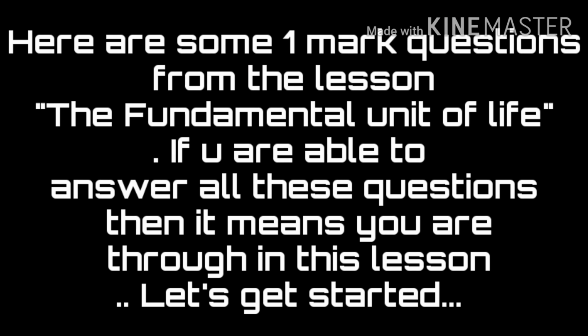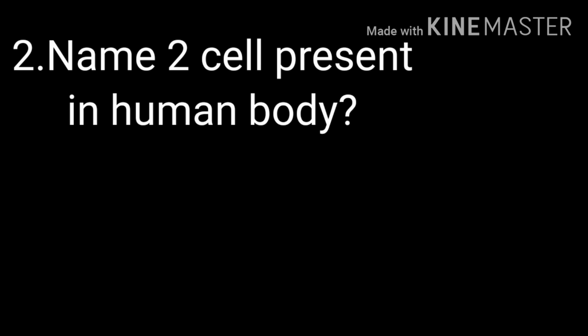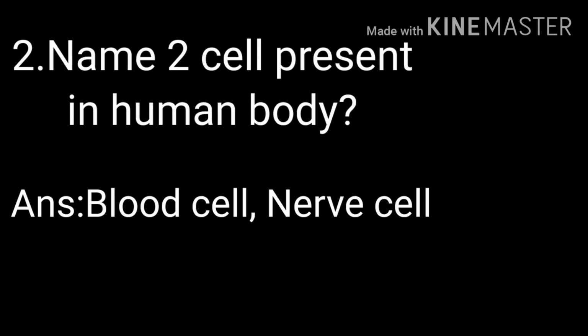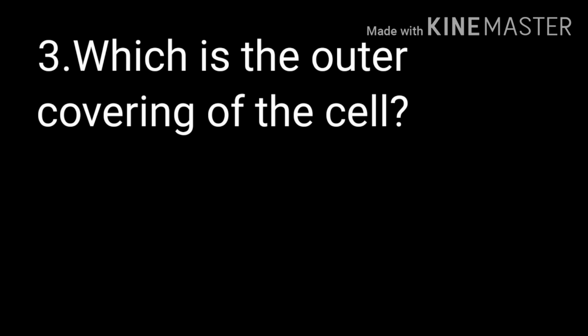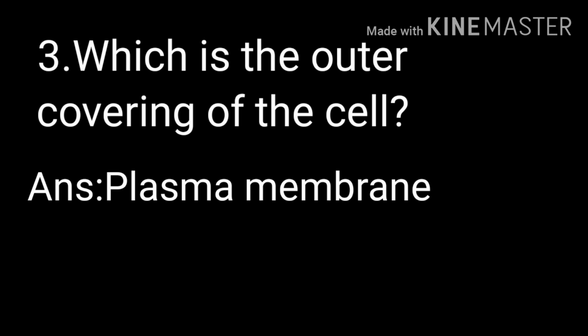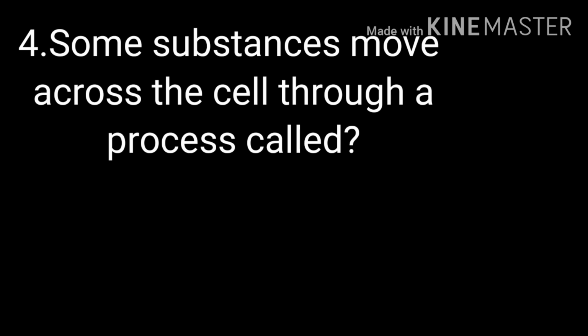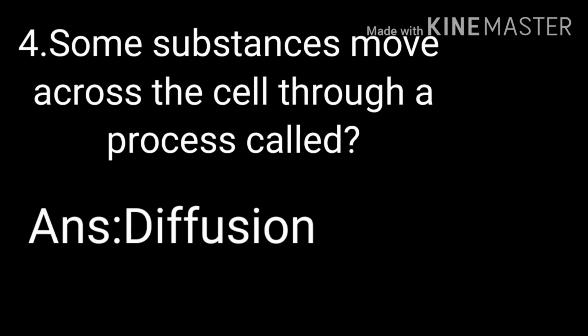Here are some 1-mark questions from the lesson The Fundamental Unit of Life. If you are able to answer all these questions, then it means you are thorough in this lesson. Let's get started. Who discovered the cell? Oh right, Robert Hooke. Name two cells present in the human body. Obviously, blood cell and nerve cell. Which is the outer covering of the cell? Plasma membrane. Some substances move across the cell through a process called diffusion.